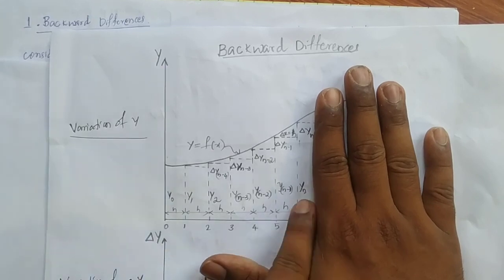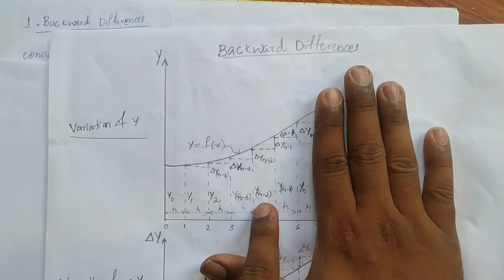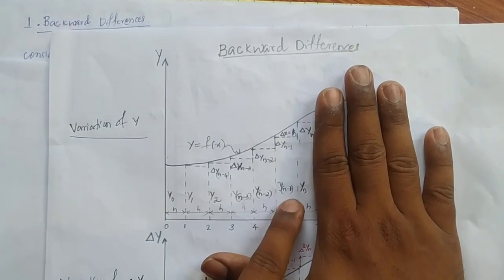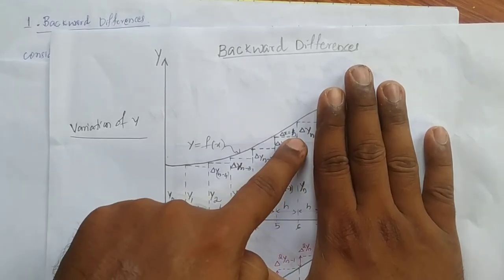So the highest value will be yn, next yn minus 1, yn minus 2, like that. So like that, this will be the first order difference: yn minus yn minus 1. That is called the first order difference, and that value will be delta y, right?